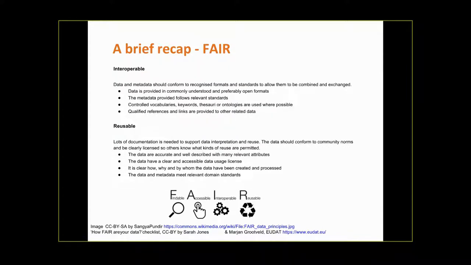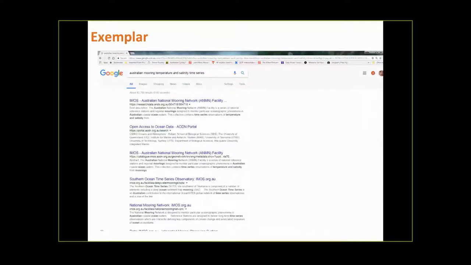The I is for interoperable. Data and metadata should be in recognized and standardized formats to allow them to be combined and exchanged, and this includes the use of controlled vocabularies and ontologies. And finally, the R is for reusable, meeting domain standards with a clear license and a clear path on how and why and by whom the data has been created. So you should all be experts in that by now, I would imagine. You could almost do the training yourselves.